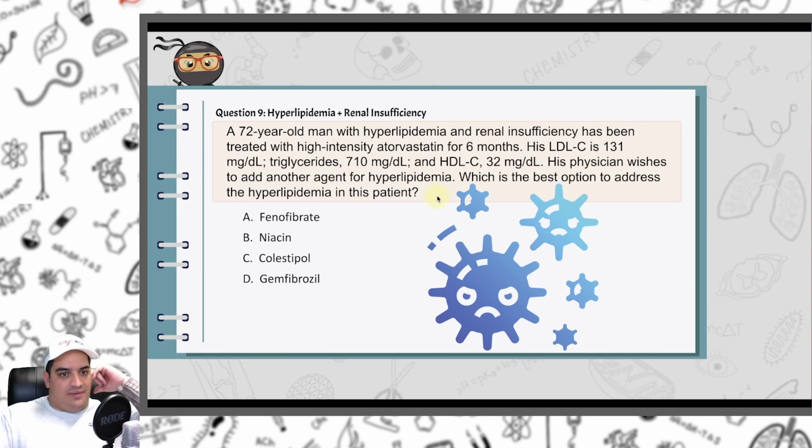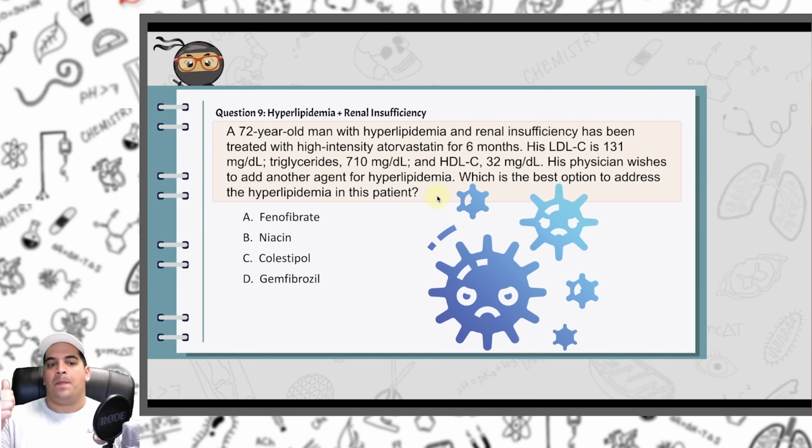Hyperlipidemia and renal insufficiency. Okay, so a 72-year-old man with hyperlipidemia and renal insufficiency has been treated with high-intensity atorvastatin, so greater than 40 milligrams, for 6 months. His LDL is 131, still not at goal. Triglycerides, oh my gosh, 710, and HDL 32. He's in big trouble. His physician wishes to add on another agent for hyperlipidemia. Which is the best option to address the hyperlipidemia in this patient?